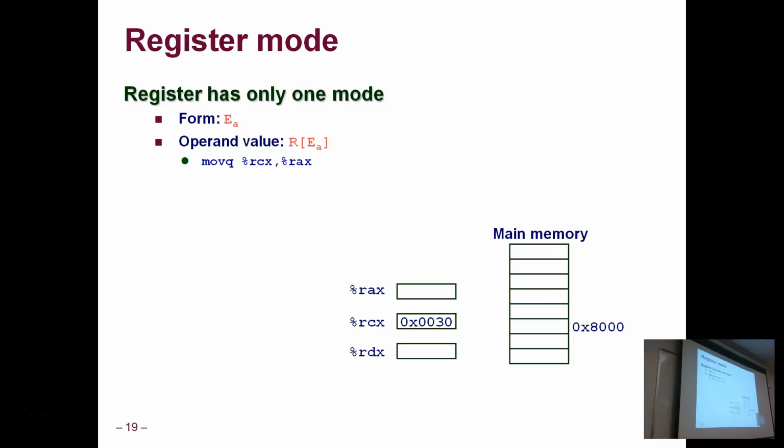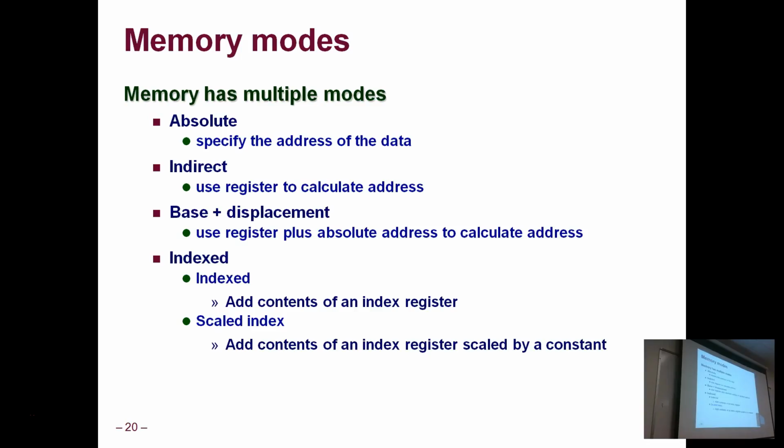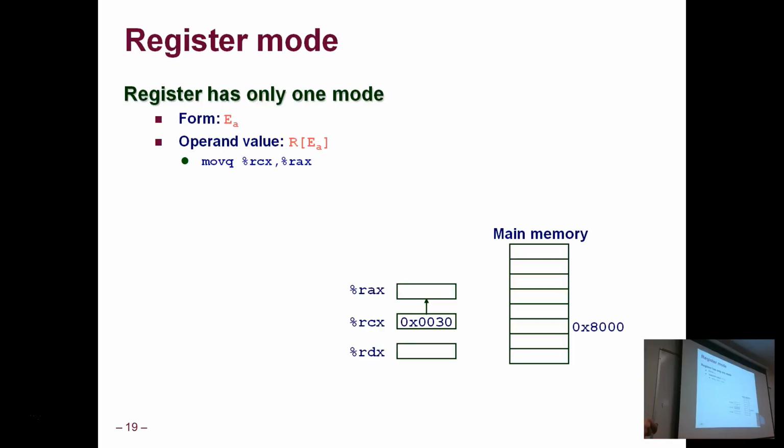The next mode is also really easy. You take the register here, and the operand value is whatever is stored in that register. So when you do a move quad RCX into RAX, this takes the source RCX and moves it into RAX. I guess I didn't animate that, but it moves this value into that. Yes, the original value stays in RCX. So it copies the bytes, yeah.